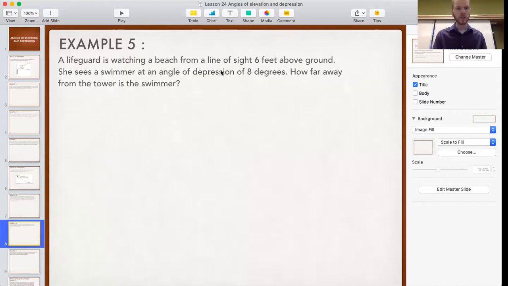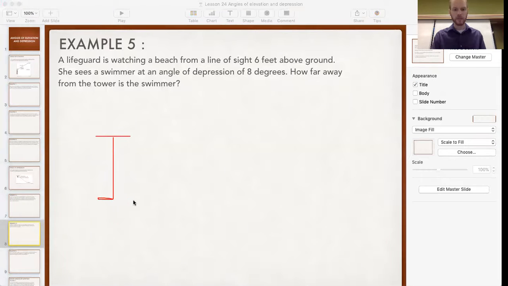To wrap it up: a lifeguard is watching a beach from a line of sight 6 feet above the ground. She sees a swimmer at an angle of depression of 8 degrees. How far from the tower is the swimmer? We're going to neglect the height of the lifeguard for right now, and make this very basic. So here's the platform that the lifeguard's sitting at. That's 6 feet. Here's the swimmer out in the water.